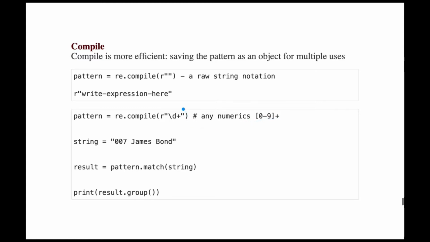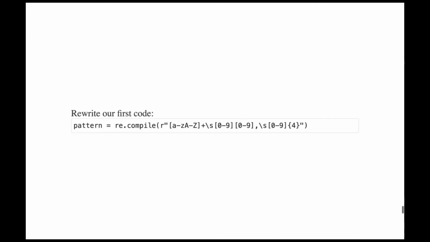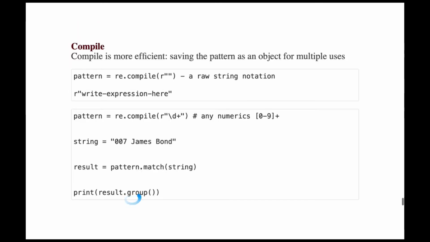For instance, given this string and given the pattern that I just compiled looking for any numeric of 1 or more, my result will be: I will match this pattern over the string given here, and I will print results in group, meaning just give me everything. And as a result it will be 007. Try it out yourself.